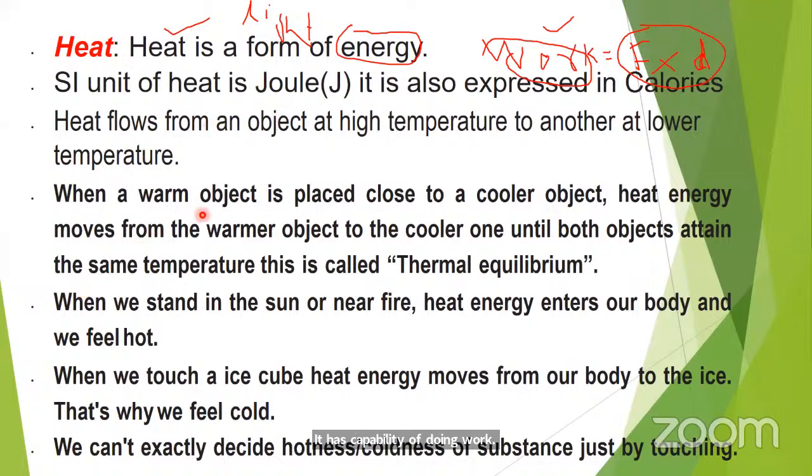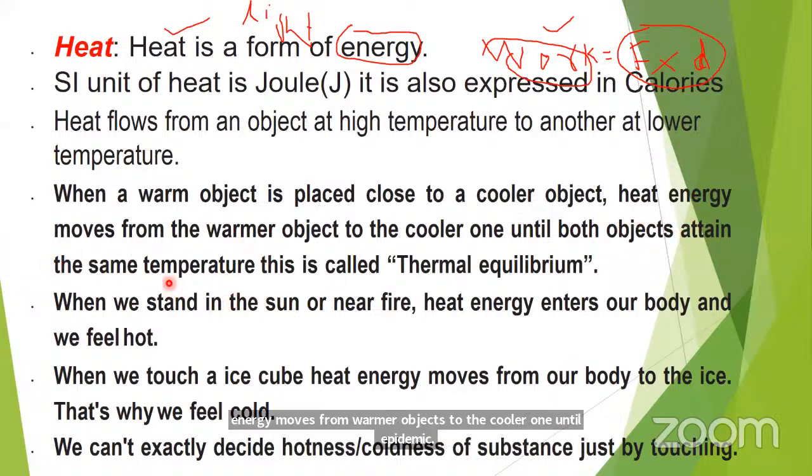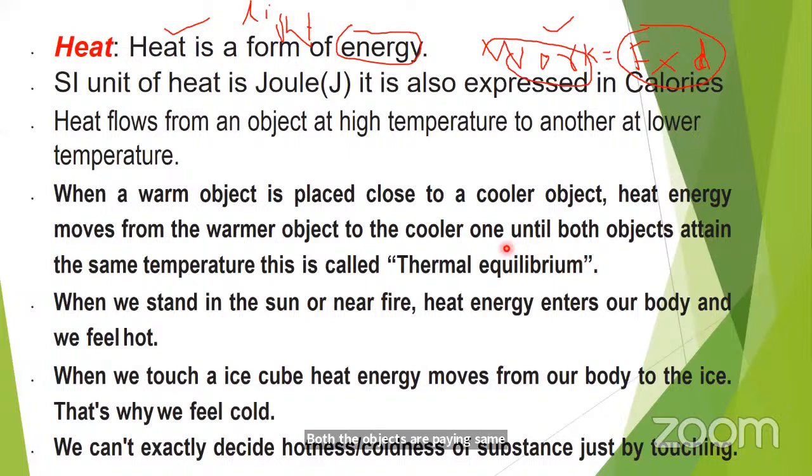So when a warm object is placed close to a cooler object, heat energy moves from the warmer object to the cooler one until both the objects attain the same temperature. This is called thermal equilibrium.